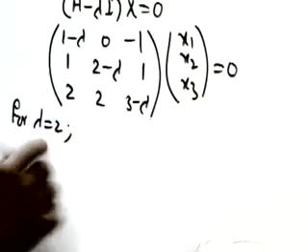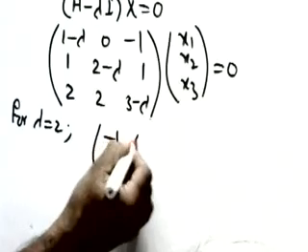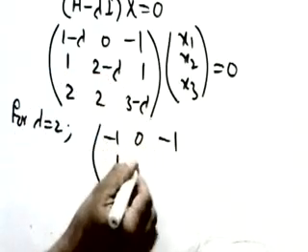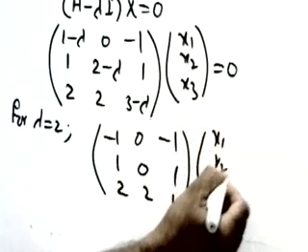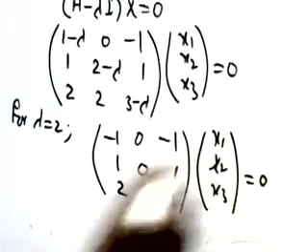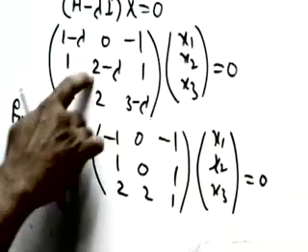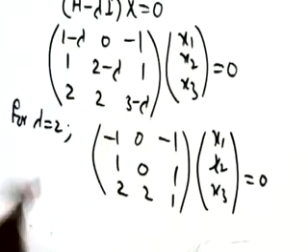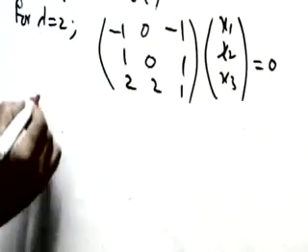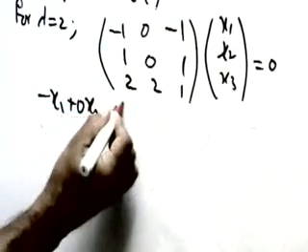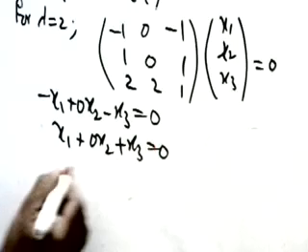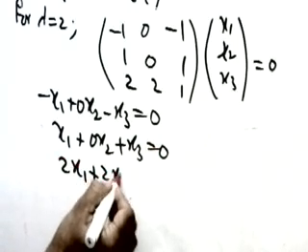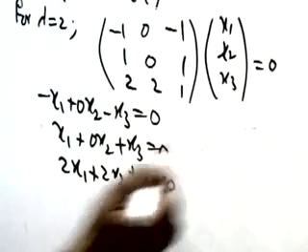Now let me take lambda equals 2. If you put lambda equals 2, what will be here? 1 minus 2 will be minus 1, 0, minus 1, 1. 2 minus 2 will be 0, 1. 2, 2, 3 minus 2 will be 1, into x1, x2, x3 equals 0. Now again you multiply the matrix row into column. So we get minus x1 plus 0x2 minus x3 equals 0. x1 plus 0x2 plus x3 equals 0. Now the next one is 2x1 plus 2x2 plus x3 equals 0.